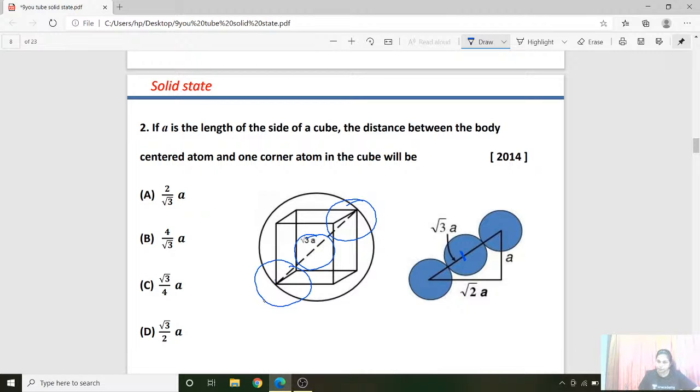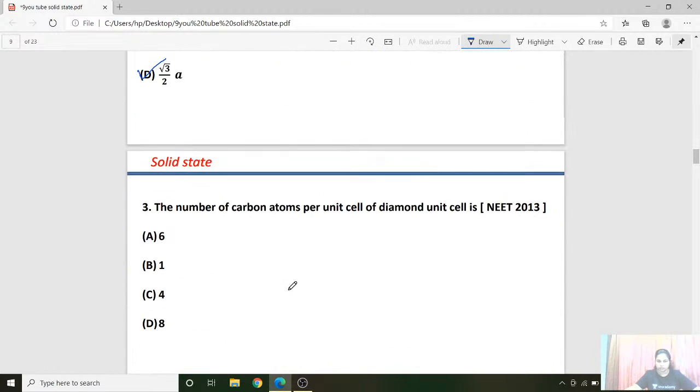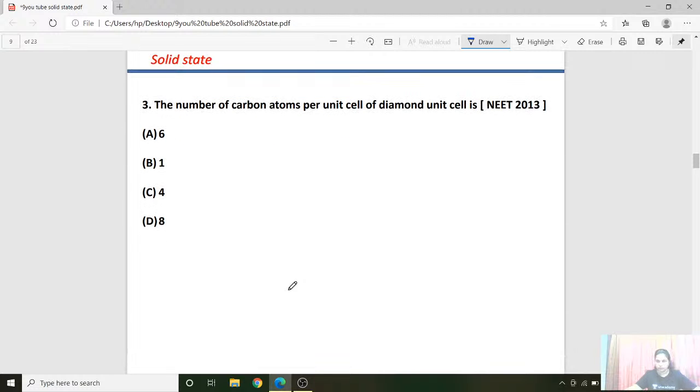Now the distance from the body-centered atom to the corner atom is asked. That means it is root 3A by 2. Half of the body diagonal, so it will be root 3A by 2. So the answer will be, students, option D, root 3A by 2. I hope you have understood. Okay, so we'll go for the next question.